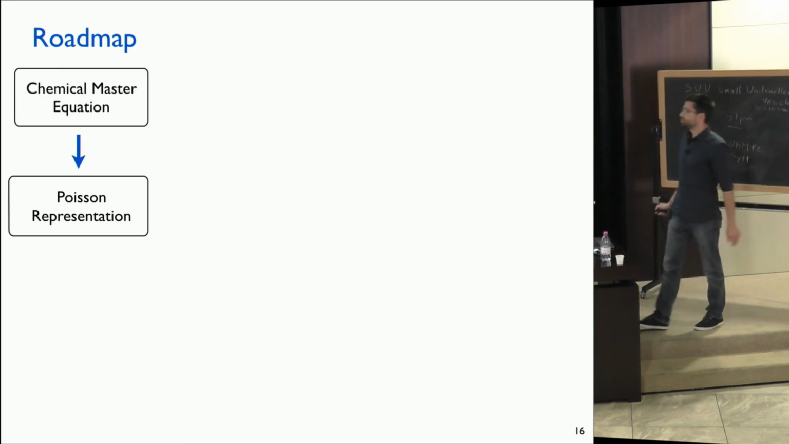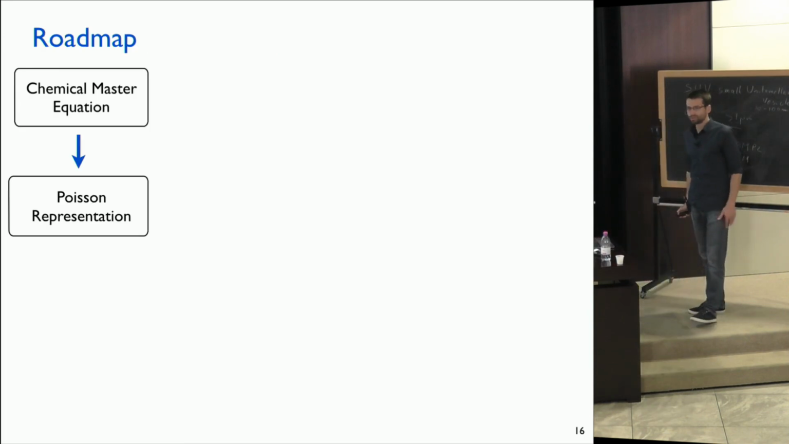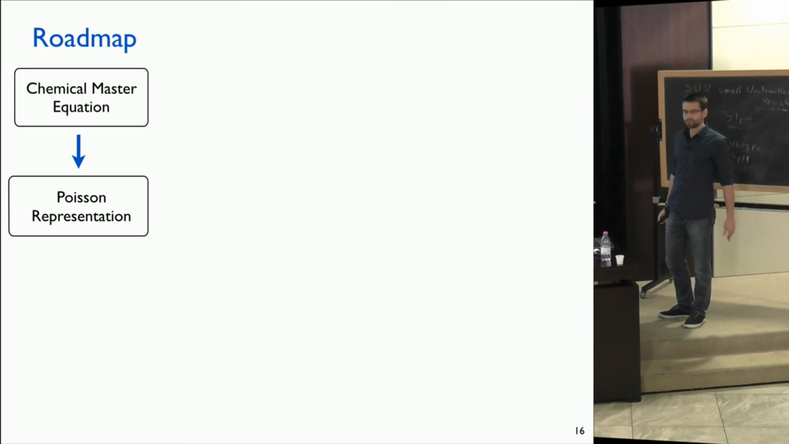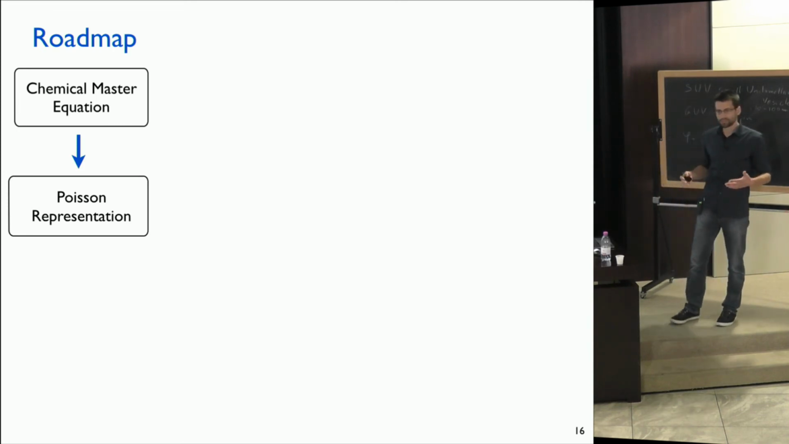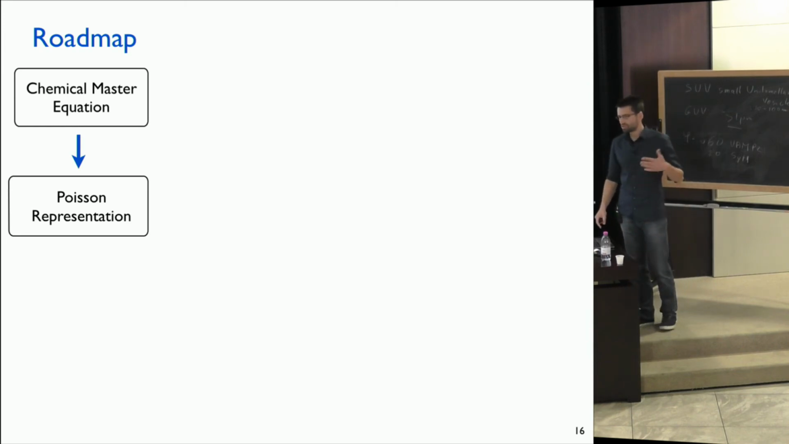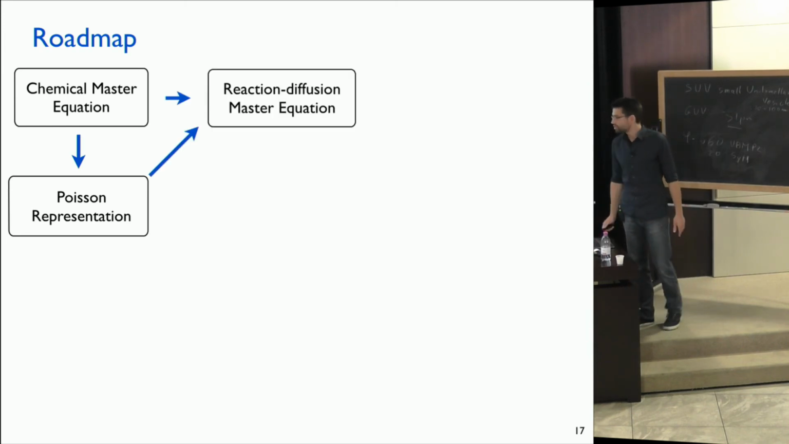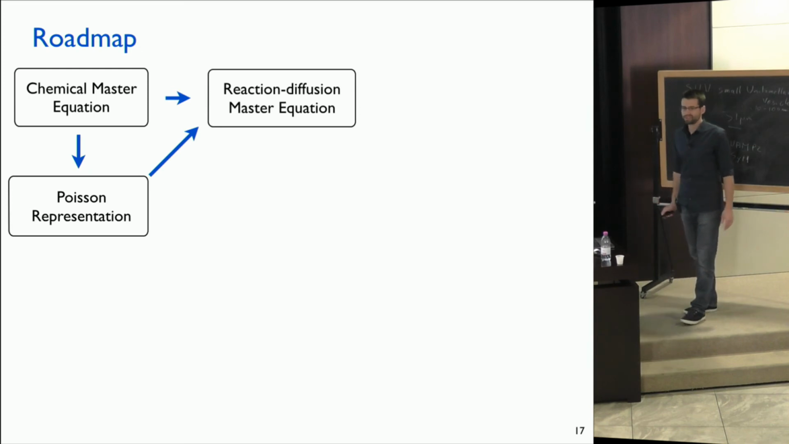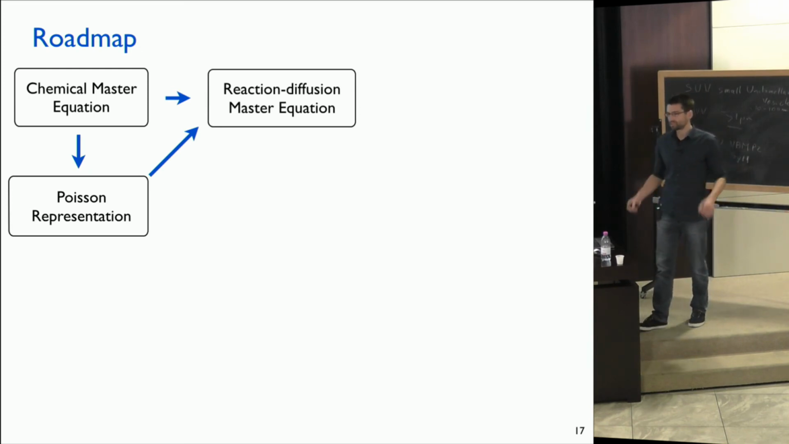The starting point will be the chemical master equation, which we already saw, right? The stochastic description of a system when we ignore space. We will then use what is called a Poisson representation, which maps the discrete Markov jump process underlying the master equation onto a continuous process. To then arrive at a spatial setting, we will use what is called the reaction diffusion master equation, which is basically a spatial discretization of a stochastic reaction diffusion process.